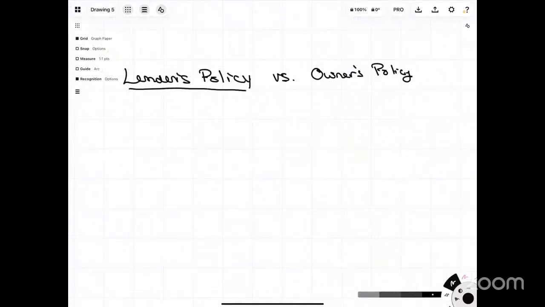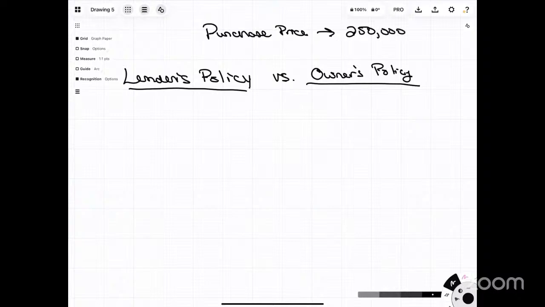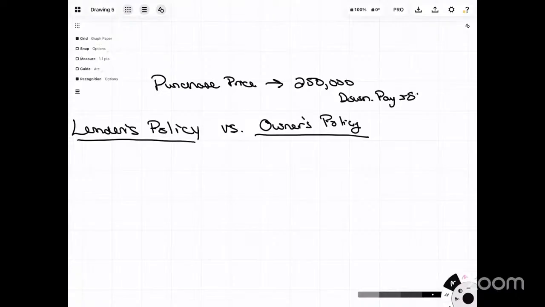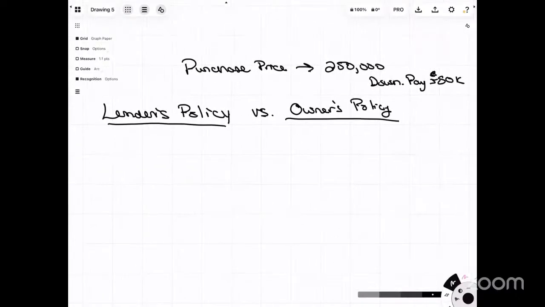So let's say I own a house. Let's say the purchase price was $250,000, and I put $50,000 down. When you get that policy, the owner comes in and they're going to have $50,000 in coverage, and the lender would have $200,000 in coverage.